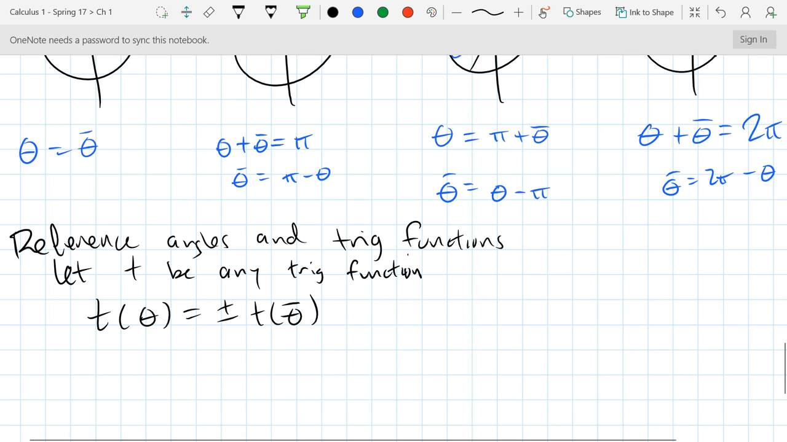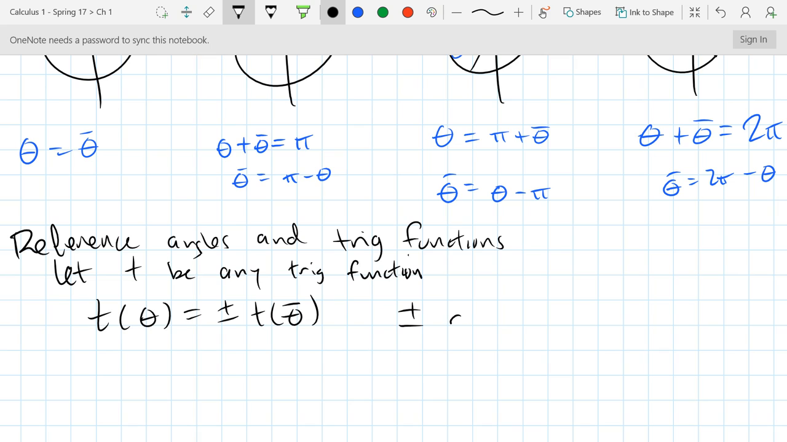So the relationship we get is that a trig function of theta is always going to be a trig function of the reference angle, except it might be negative. So your trig function of theta is equal to the trig function of the reference angle, but you may have to make it negative. The plus or minus really just depends on the trig function and the quadrant you're in, and that determines positive or negative.